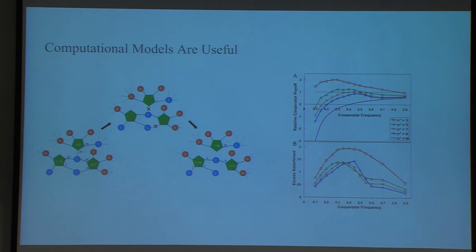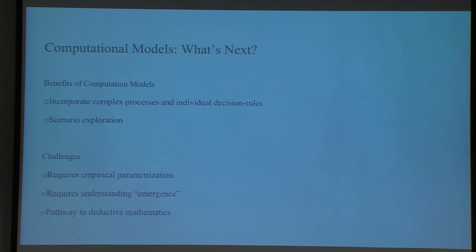But it turns out that that's really the core principle that drives all models of cooperation. Anything that structures the population to get positive assortment can help you evolve cooperation. But it was a fun exercise that had applications to our particular area that we were looking at. So what are the benefits of these computational models?